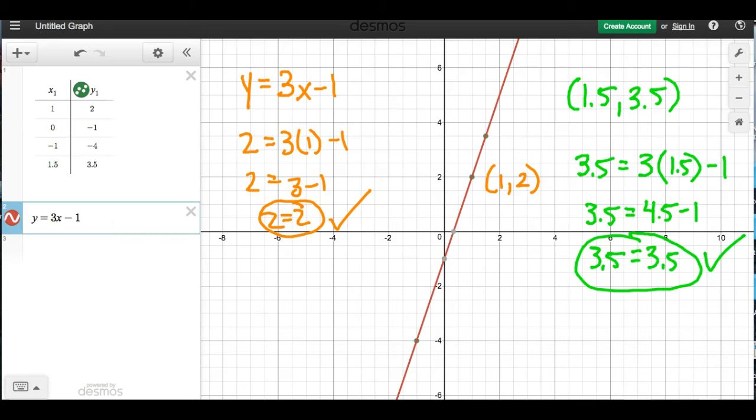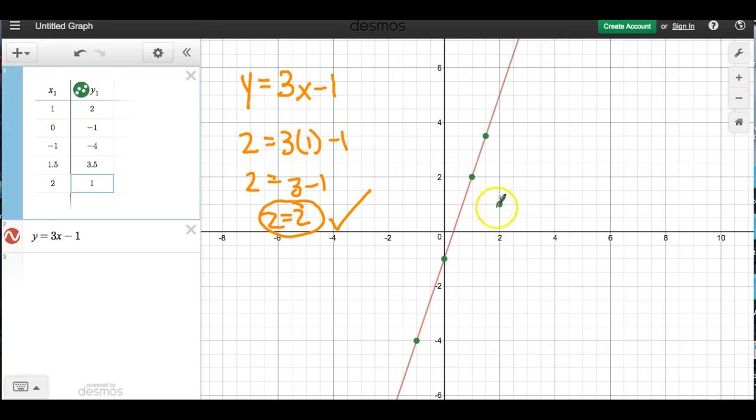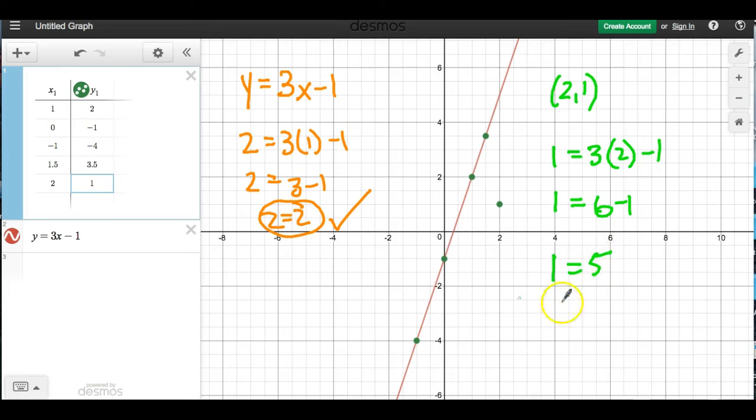Let's look at another random point here. How about 2, 1? 2, 1 falls off the line. Let me erase this. 2, 1 falls off the line right here. That means it will not be a solution. Let's just check it to make sure. That means 2, 1, x is 2 and y is 1, so y equals 3 times 2 minus 1. Should be pretty obvious that this isn't going to work. y equals 6 minus 1, and 1 equals 5. 1 equals 5 is not a true statement. This is not a solution.